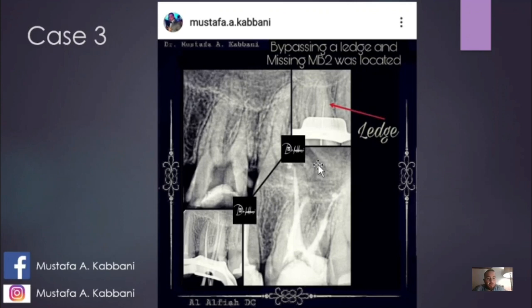I was not able to reach the estimated working length in the distal canal. So there was a ledge that I was able to bypass at the end of that visit. And also I was able to locate the MB2 canal. And here is my final obturation.